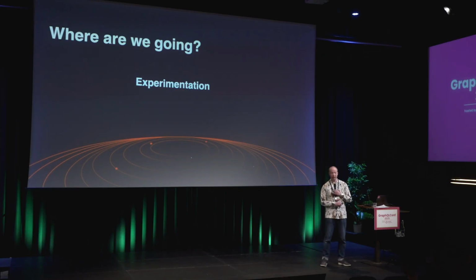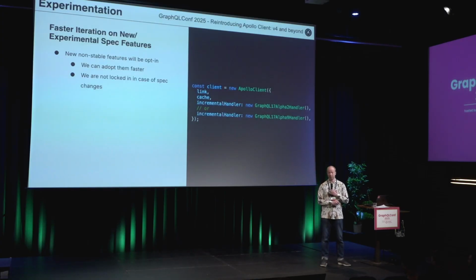The other thing is experimentation. I say that with regret, we have stalled the ecosystem a bit, because if there's a new spec feature and there's no client to try that spec feature, it is very unlikely to get merged because nobody has experience with it. We can't add every non-stable feature to Apollo Client. But what we did here with incremental handler is that you choose your alpha.